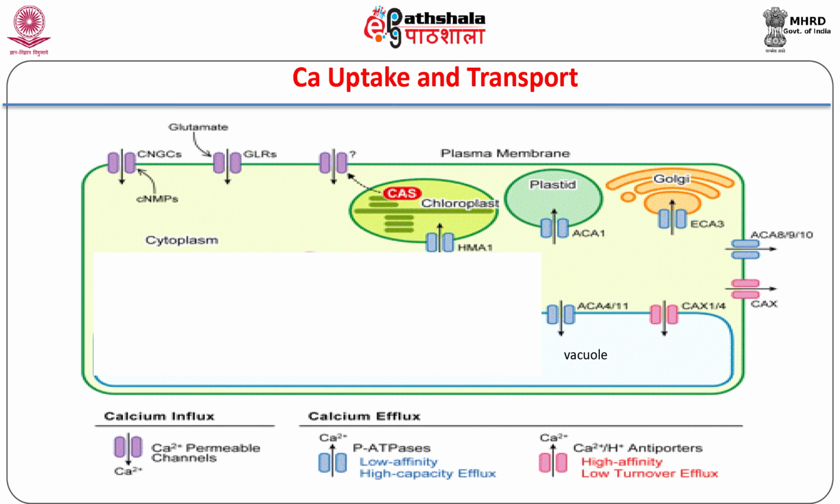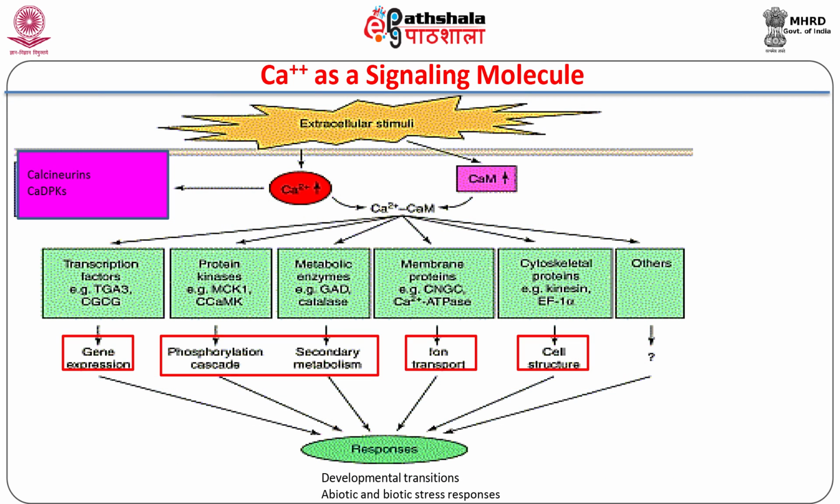An important function of calcium is that of a signaling molecule. Receptor proteins include calmodulins, calcineurins, and calcium-dependent protein kinases. Receptors transduce the calcium signal to subcellular compartments and lead to activation of proteins involved in ion transport, cell structure, and enzymes. It also brings about alteration in gene expression by modulating the activity of transcription factors. Calcium plays an important role in signaling, in regulating responses to development cues, abiotic stresses, and biotic interactions.